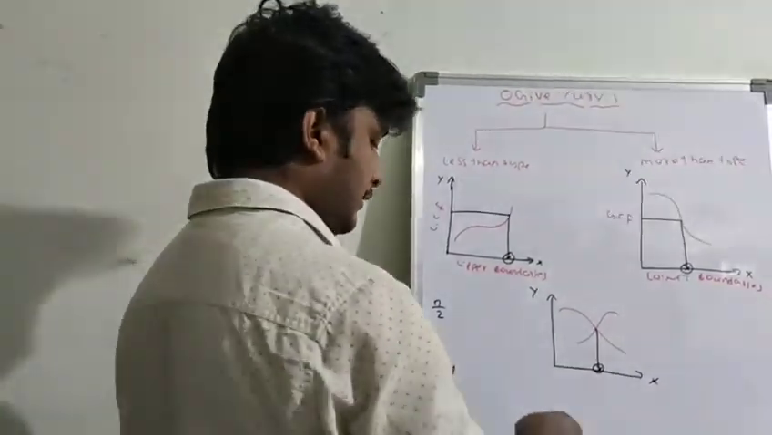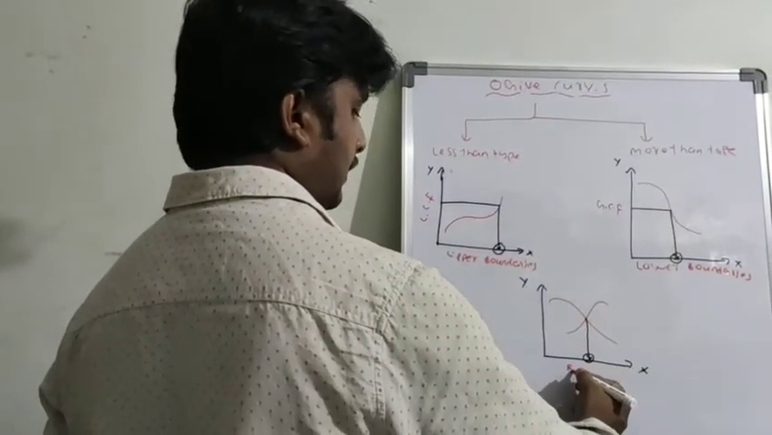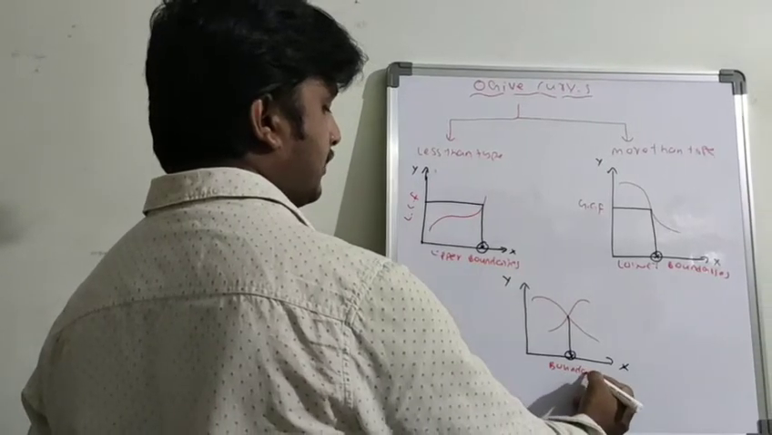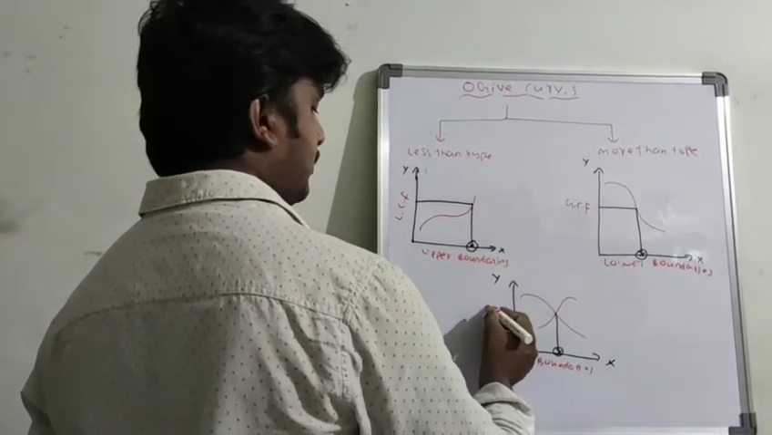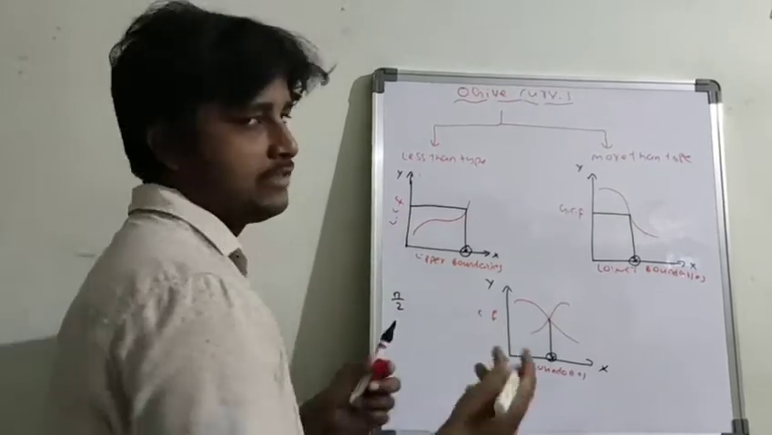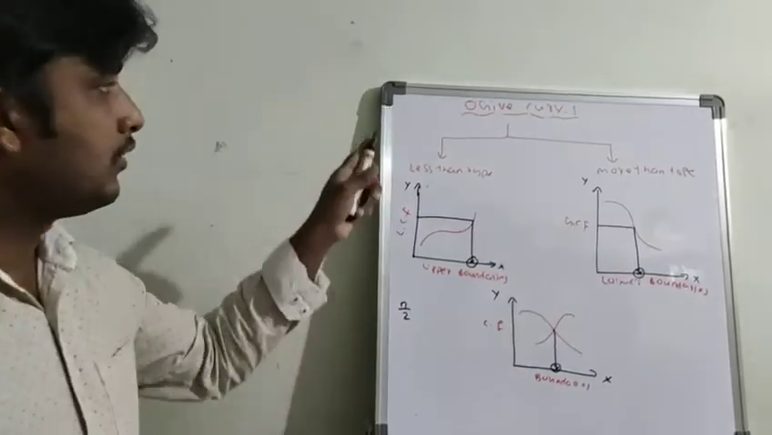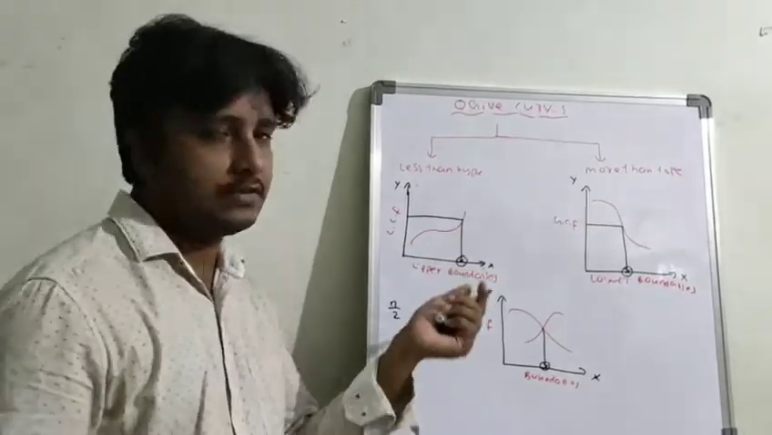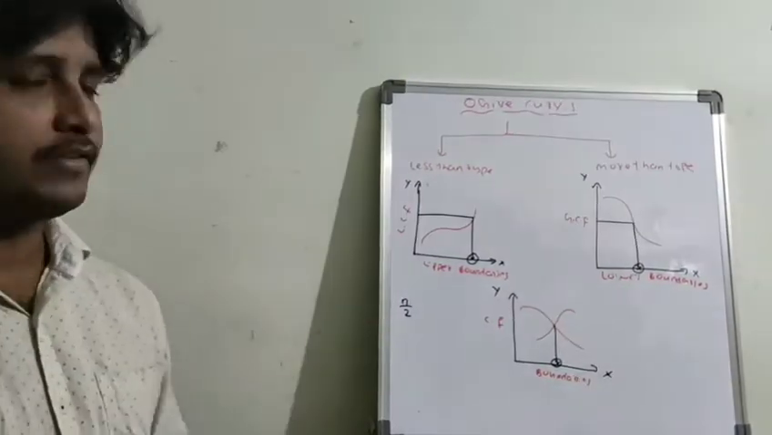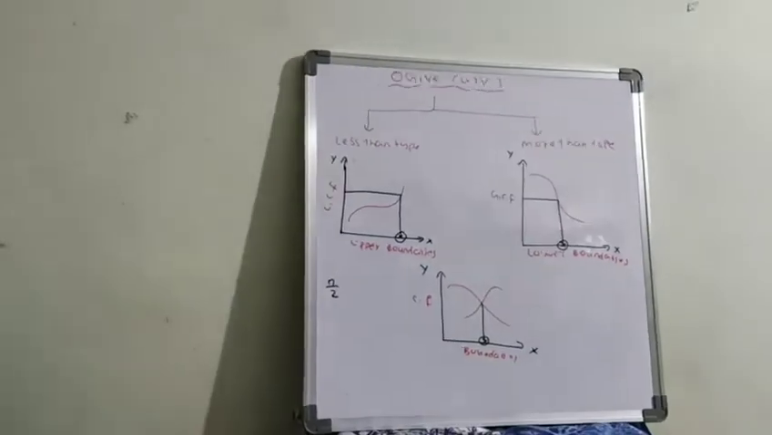And here boundaries, that means both the boundaries you have to take. And these are the cumulative frequencies, LCF and GCF, both you have to take there. So this is the way you have to draw OG curves. By using the OG curves, this is the way you have to find out the median from the graphs. Have a look.